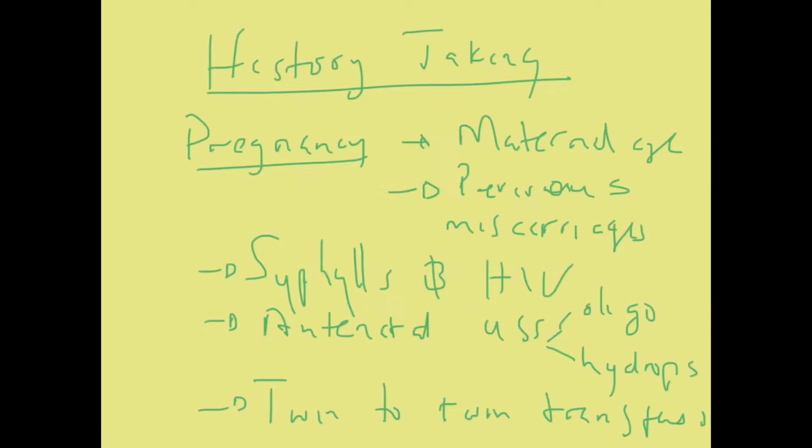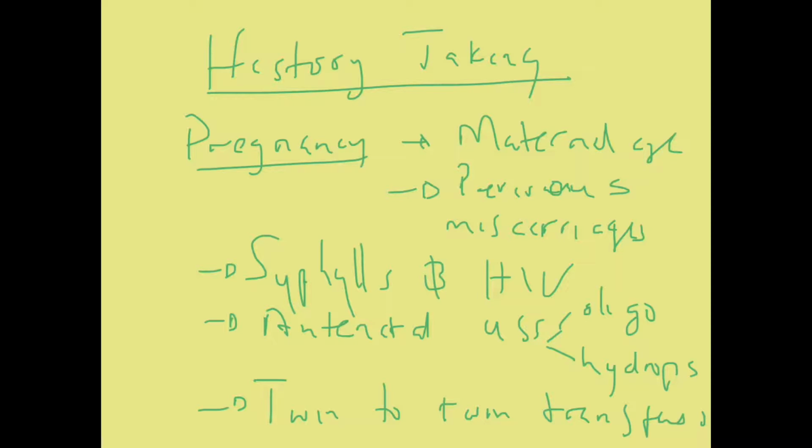So history taking in a neonate with edema, we start with pregnancy. In pregnancy, we want to ask about the maternal age, because we know that some congenital heart problems can occur with advanced maternal age. I also want to ask about previous history of miscarriage in the mom. We know that rhesus incompatibility and other things can cause hydrops fetalis and edema. Then we want to ask about the history of syphilis and HIV. This can cause congenital nephrotic syndrome.